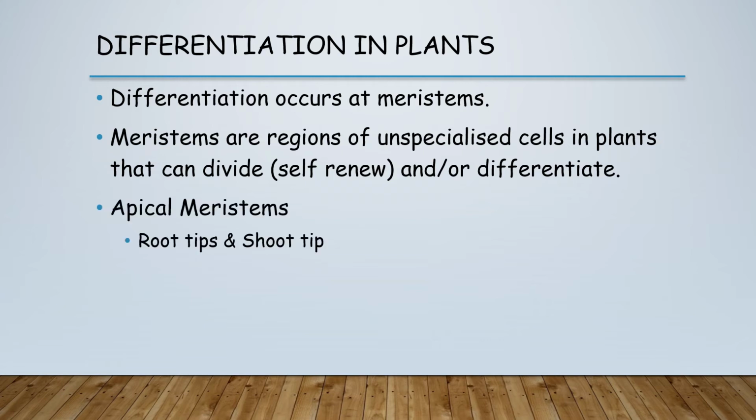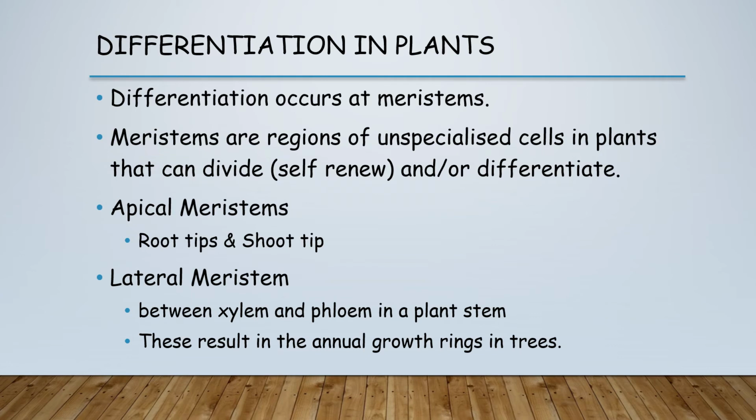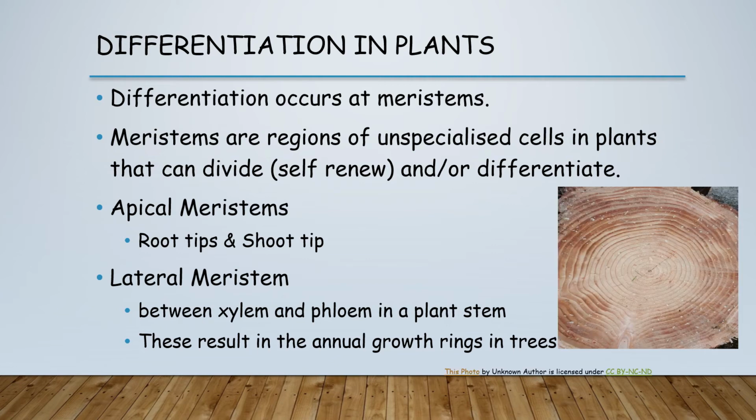There are two places to find meristems: apical meristems, which are in the roots and the shoots, so growing up and down, and the lateral meristem, so that's between xylem and phloem in a plant stem. That actually results in the annual growth ring, so that is how a plant will grow outwards.